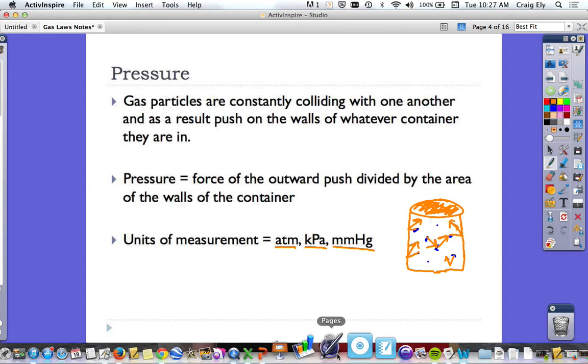You don't necessarily have to know what each of those stands for, but you do have to be able to recognize that if there's a number that has one of these units of measurement, that number represents pressure.